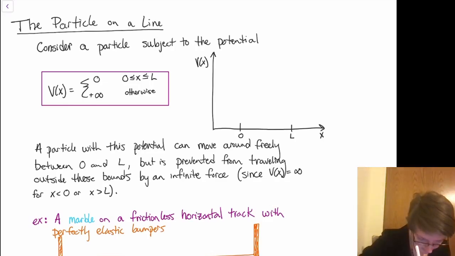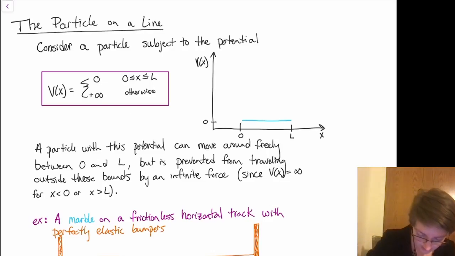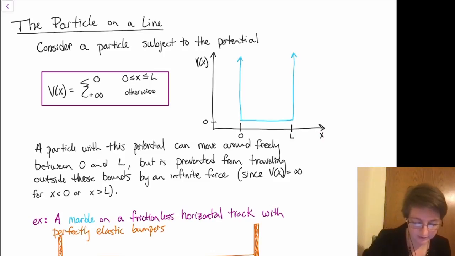And so between 0 and L, the potential is equal to 0. And so we can go ahead and draw that this is a constant potential where the constant is equal to 0 between 0 and L. Otherwise, as soon as we get to x equals 0, this potential is going to shoot up to infinity. And similarly, after we go past L, this potential is also going to shoot up to infinity. And so this right here is our potential that we're talking about.